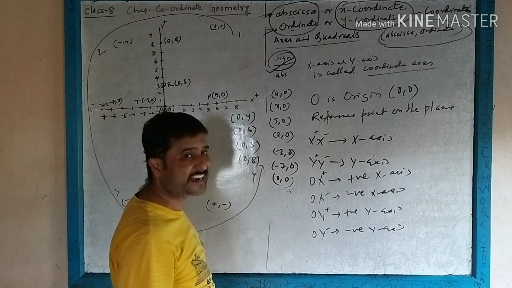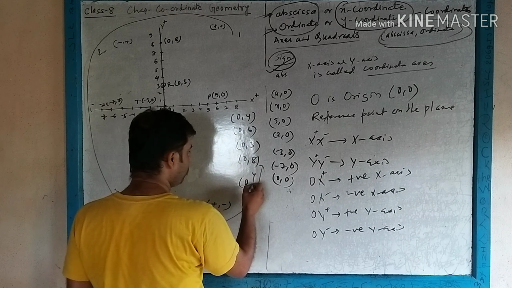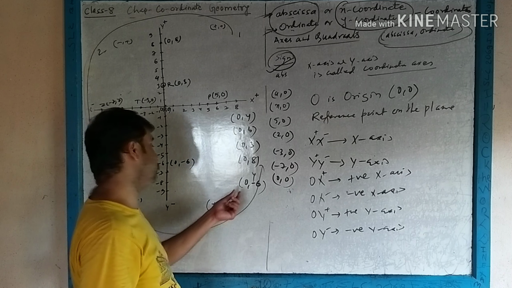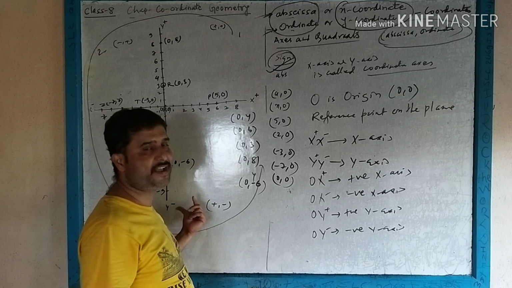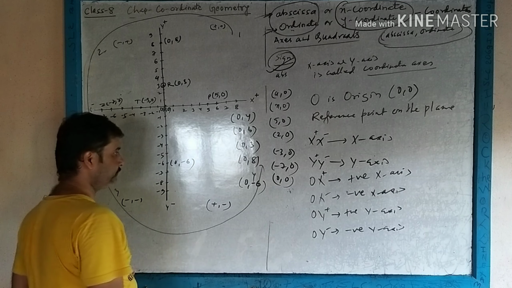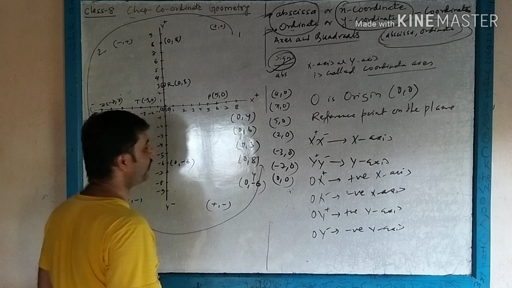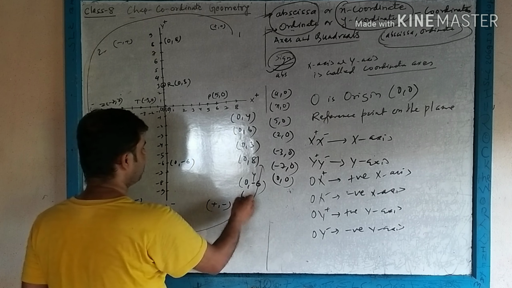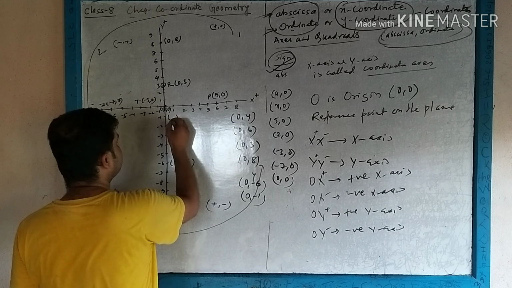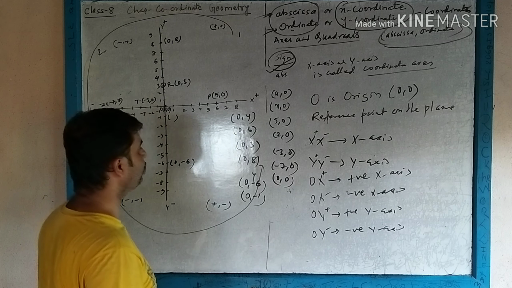If the value of b is negative, so 0 comma minus 6, then it will lie over here. This is 0 comma minus 6. This point will lie on the negative y-axis. Similarly, 0 comma minus 1 is lying here, on the negative y-axis.